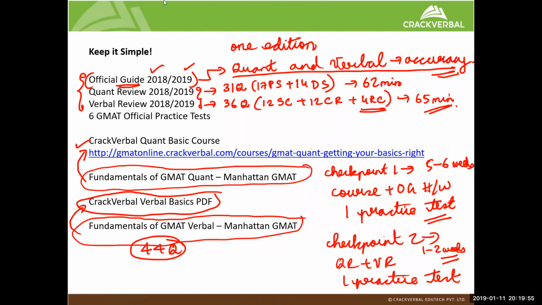I'm going to speak about phase two for a lot longer, because I'm going to work on how to analyze questions and how to maintain an error log. So that's important.